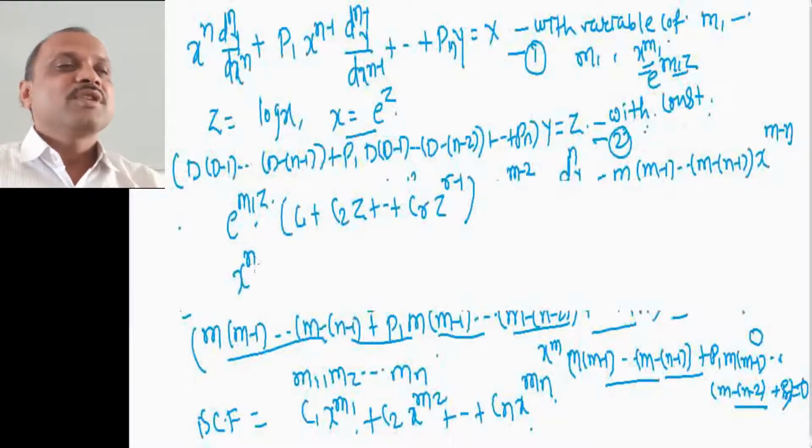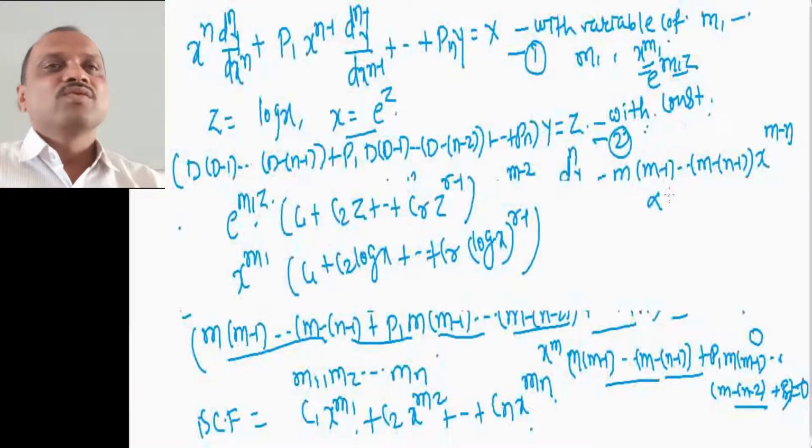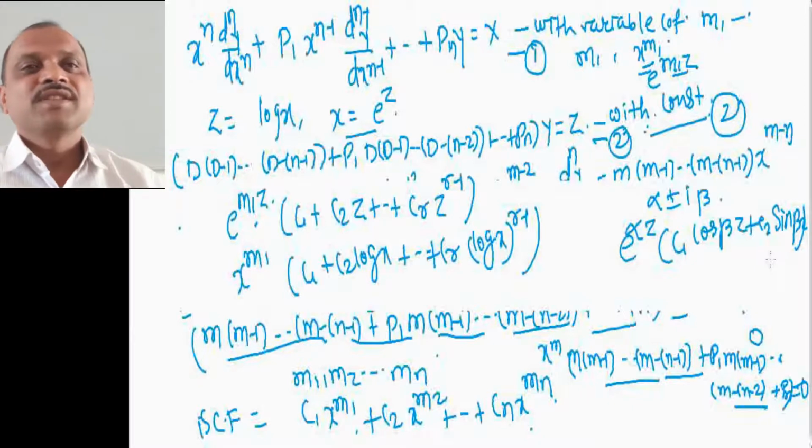So in terms of x, this will be x raised to m1 into (c1 + c2 log x + ... + cr (log x) raised to r minus 1). Now when the roots are imaginary, suppose alpha plus or minus i beta are the roots of this equation number 2, a linear differential equation with constant coefficients, then we have e raised to alpha z into (c1 cos of beta z + c2 sin of beta z). This is the solution of our complementary function.